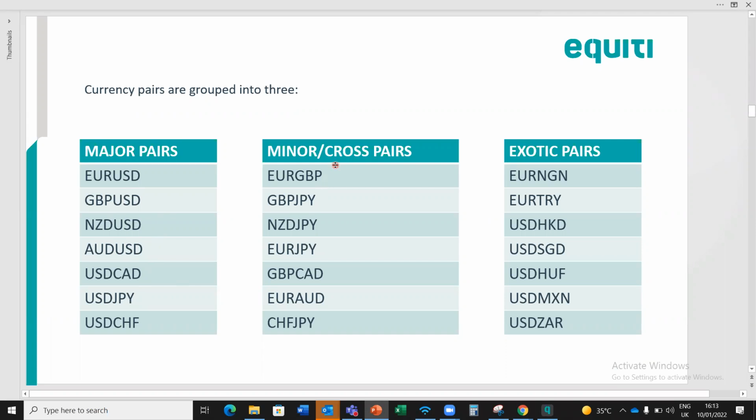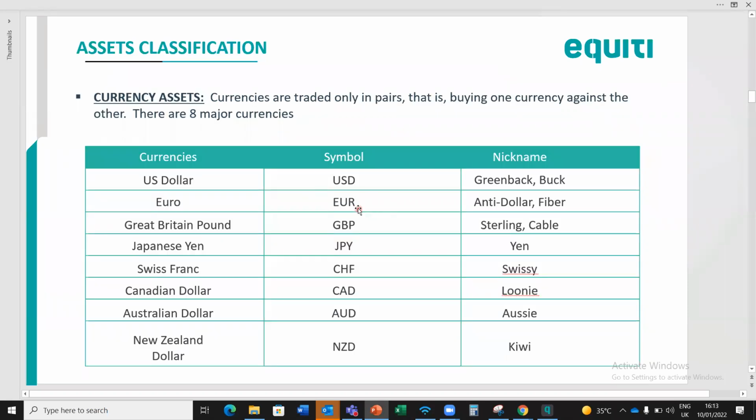The minor or the cross pairs are the major currencies being paired with themselves but not with the United States dollar. I'll take that again. The minor or the cross pairs are the major currencies being paired with themselves but not with the United States dollar. And so you're going to see things like the euro crosses, where we have EUR GBP, EUR JPY, EUR CHF, EUR CAD, EUR AUD, and EUR NZD. And then we can also have the GBP crosses, which is GBP JPY, GBP CHF, GBP CAD, GBP AUD, GBP NZD.